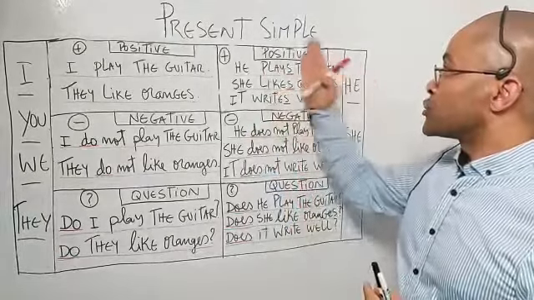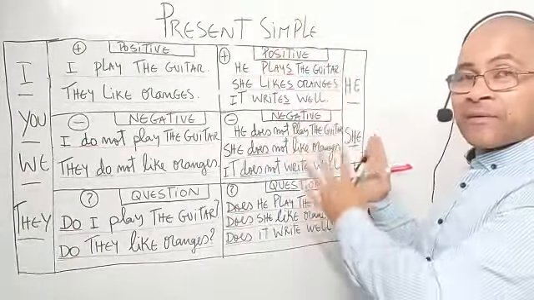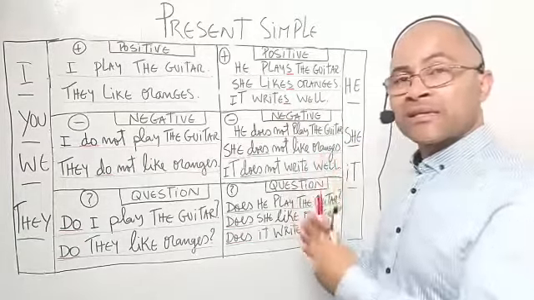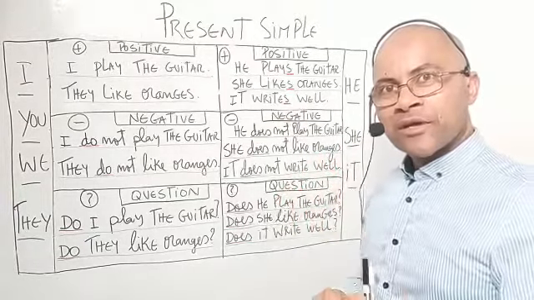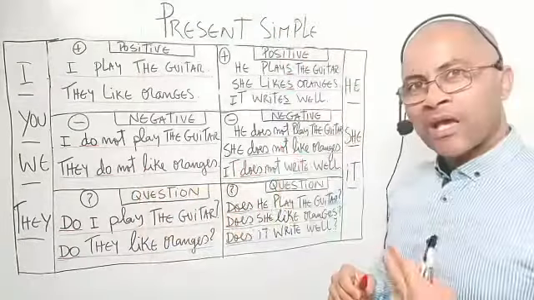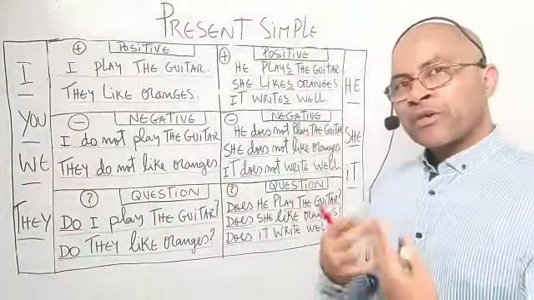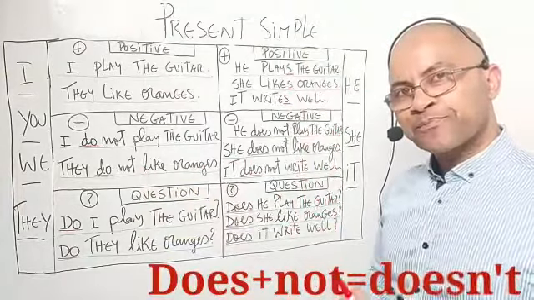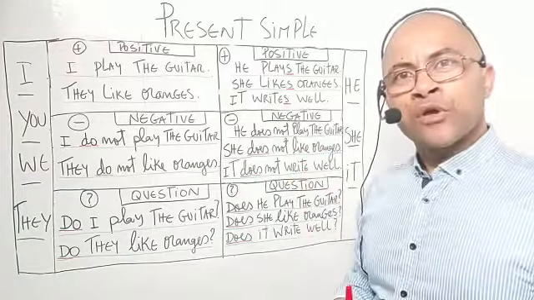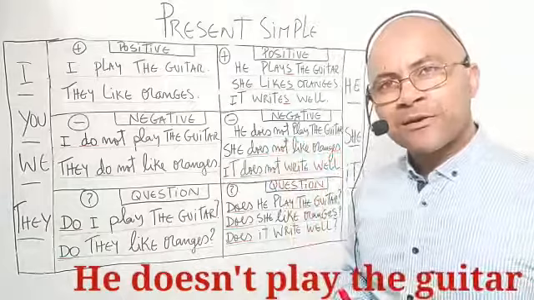Now, to make the negative of this side here, he, she, it, we also need an auxiliary verb. But not do. Yes, does. He does not play the guitar. This is the negative. The auxiliary verb does plus not. In a very short form, we would say he doesn't play the guitar.